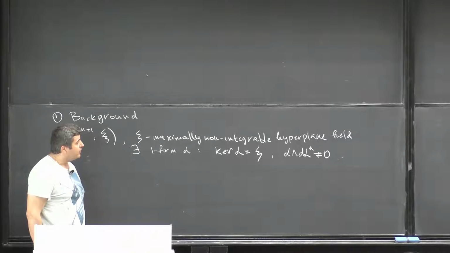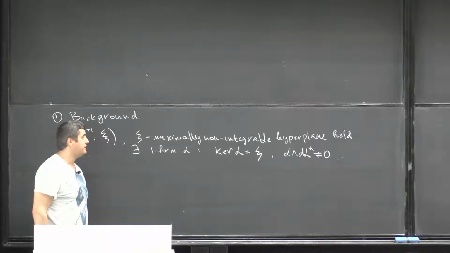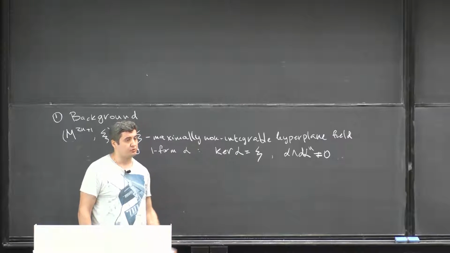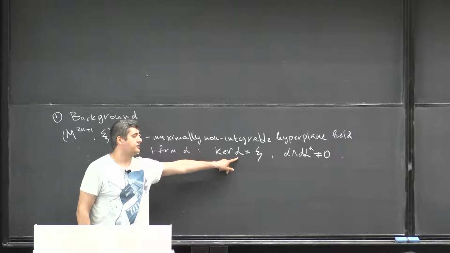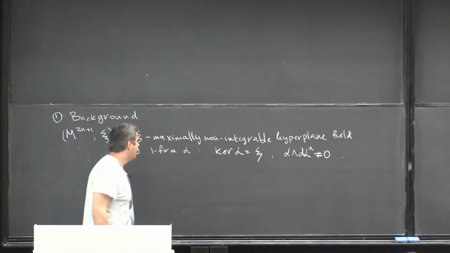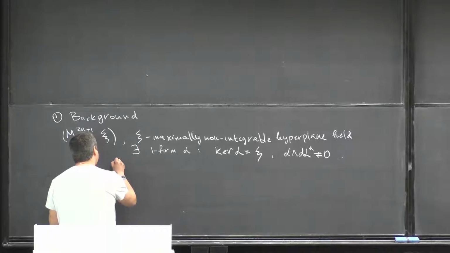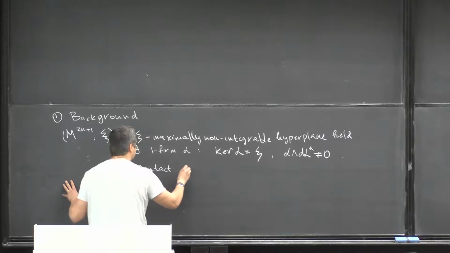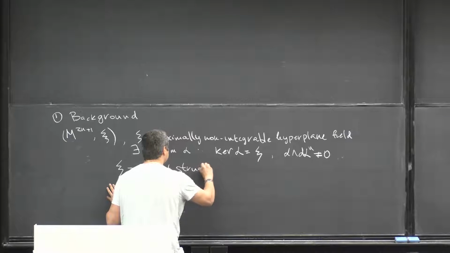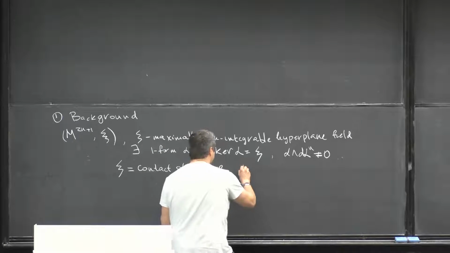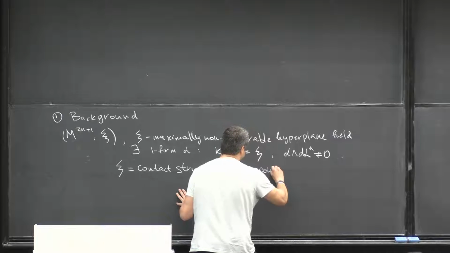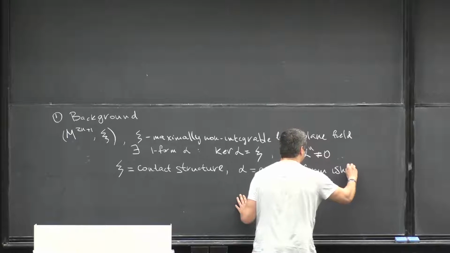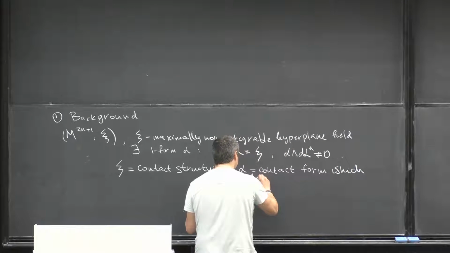As long as you have one such form, you can define many forms which give you the same contact structure. You just multiply your contact form by a nowhere vanishing function. Now, this xi, I should say, is called the contact structure, and alpha is a contact form which defines it.